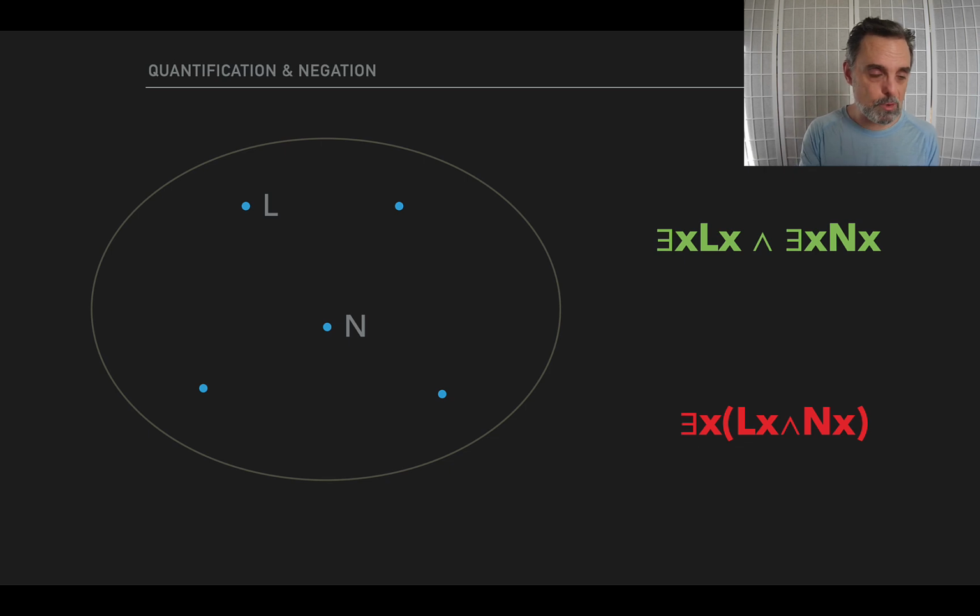No, none of those blue dots has both L and N. And so the conjunction LX and NX never comes out true. You take it to one thing, L comes out true, but N comes out false. You take it to another, N comes out true, but L comes out false. You take it to any of the others, both pieces are false. So there's no object there where you can take LX and NX and both pieces come out true.